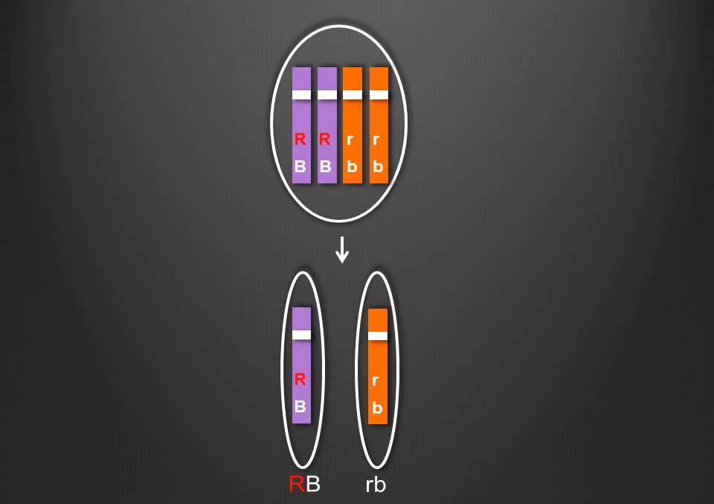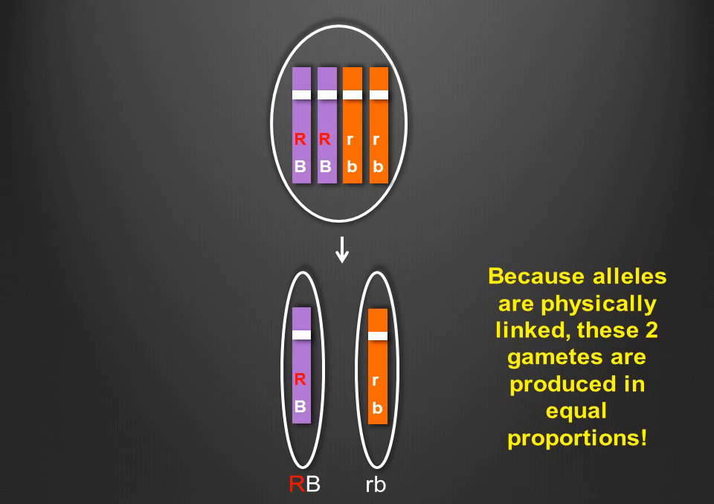Now, because the genes are linked, the big B and big R alleles are essentially stuck together, while the little b and little r alleles are also stuck together. As a result, most of the gametes produced by the heterozygote parent are either big B, big R, or little b, little r, and these gametes are produced at relatively equal frequencies.